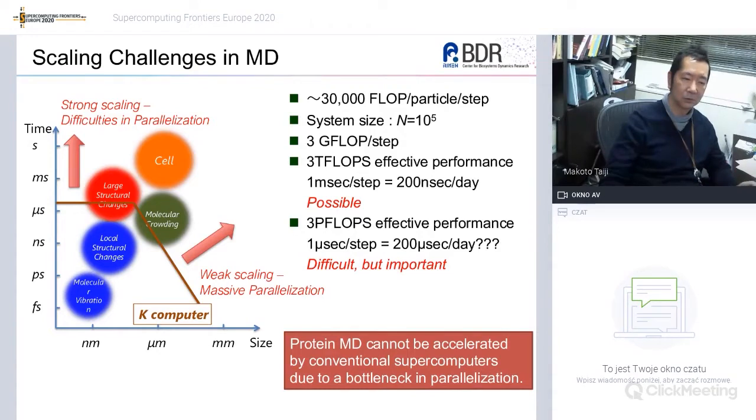But if we bring 3 petaflops machines, then it corresponds to 1 microsecond per step, so 200 microseconds per day. This is very difficult but important, and it is only achieved by the Anton system. Anyway, protein molecular dynamics can't be accelerated by conventional supercomputers now due to a bottleneck in parallelization.